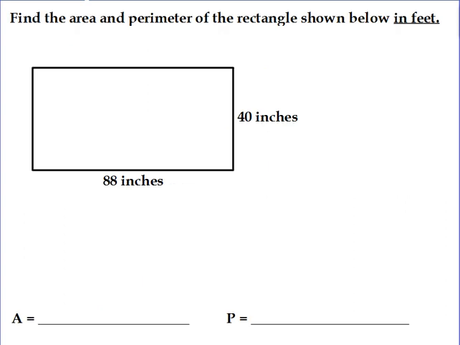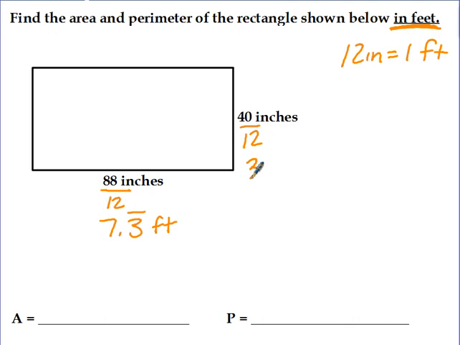Okay, and the last slide here deals with some converting of units. I can see that they give me my length in inches, but my answer needs to be in feet. So how do we do that? Well, 12 inches is equal to 1 foot. So if I am going from inches to feet, I'm going to divide both of these by 12. So 88 divided by 12 is 7.3 repeating, and that's going to be feet. And 40 divided by 12 is 3.3 repeating feet.